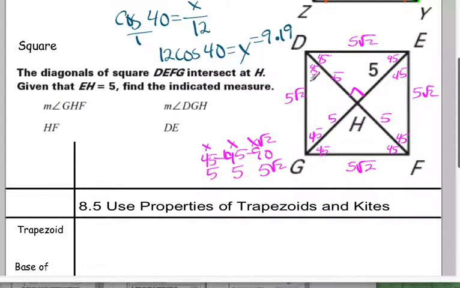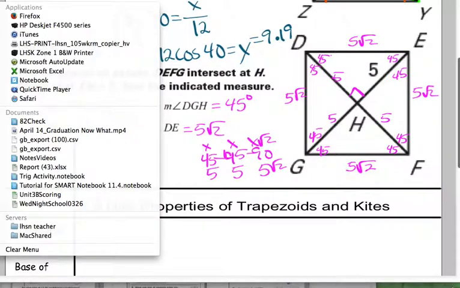So angle GHF, so from G to H to F, that's a central angle. That's going to be 90 degrees. D to G to H, DGH, that's that 45-degree angle. HF, one part of the diagonal here, it's 5. And DE is that outside length, 5 root 2. And that's everything from the square. So I had to use that special right triangle in there, but other than that, it was pretty easy. And that is the last one for this section.